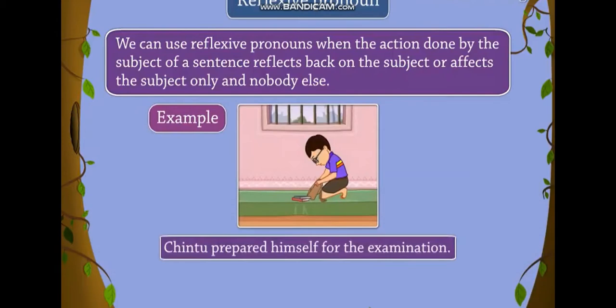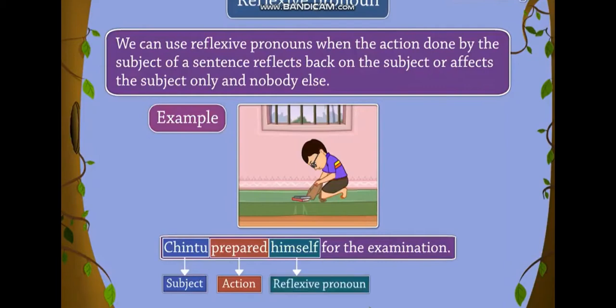For example, Chintu prepared himself for the examination. In this example, the subject is Chintu and the action done by the subject is prepared. This action reflected back on Chintu only and nobody else. So, we have used the reflexive pronoun himself.